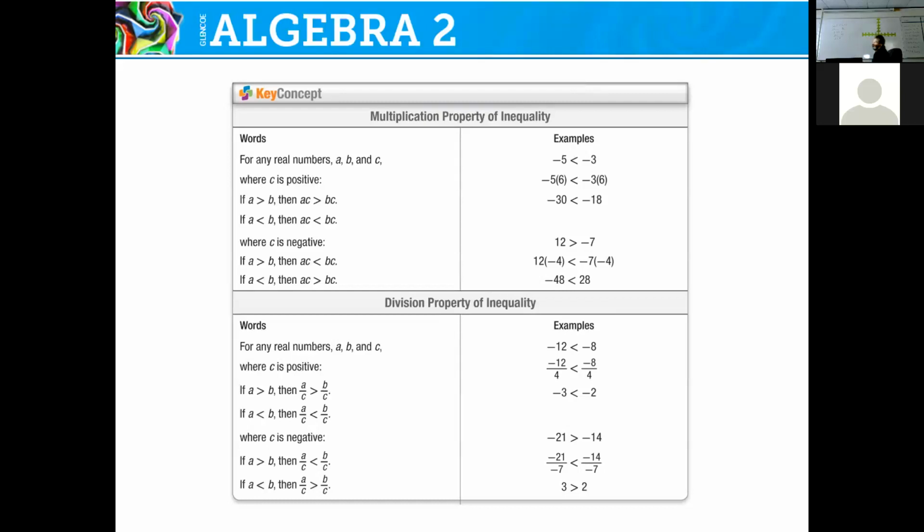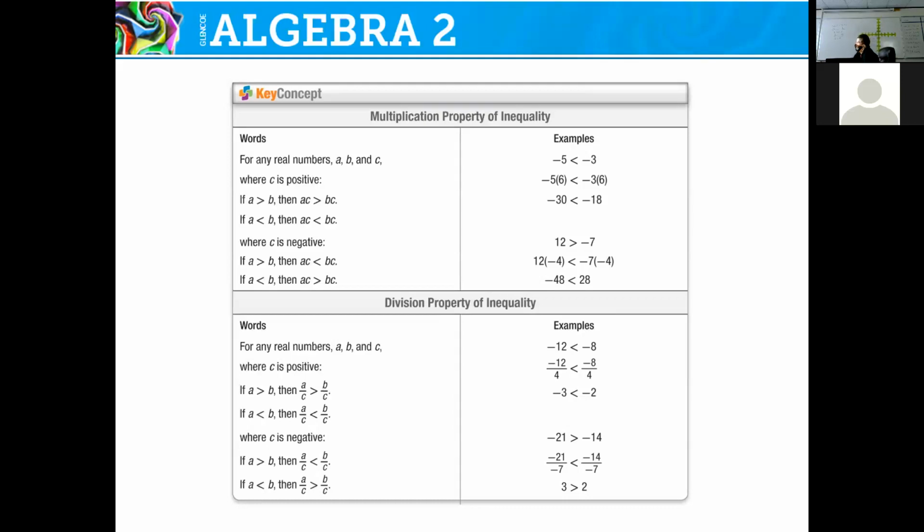Okay, the difference occurs when c is negative. If a is greater than b, when c is negative, then ac is less than bc. And if a is less than b, then when we multiply a negative c value to it, ac is greater than bc. To put that into layman's terms and really simplify it, whenever you are multiplying both sides by a negative value, you flip the inequality sign. That is also true for the division property of inequality.